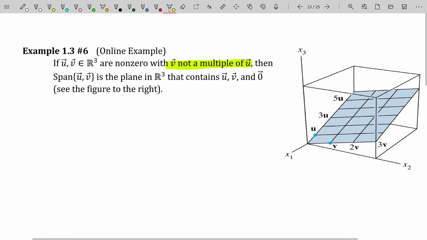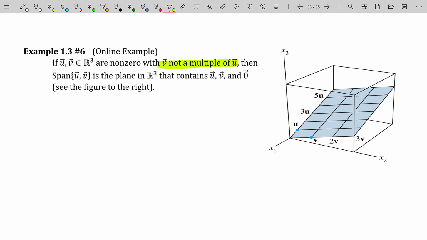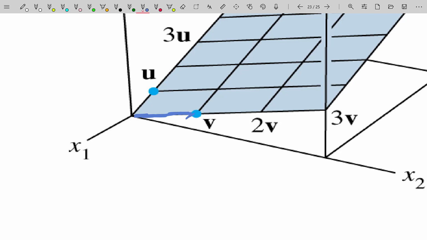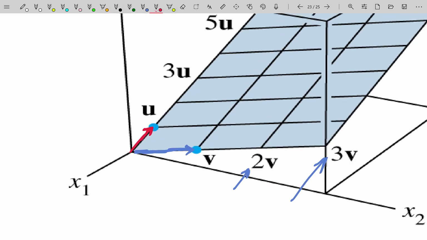Likewise, if I have two vectors in 3 dimensions, well, their span, as long as the two vectors are not scalar multiples of each other, is a plane in R cubed. It's a subset of R cubed, it's a plane. So if you take a look at this picture, v is this vector right here, u is this vector right here, and 2v is just twice as long as v. You can see it right here, and 3v is 3 times as long as v, and 2u obviously is twice as long as u, and 3u, and so on and so forth. So here's one scalar multiple.